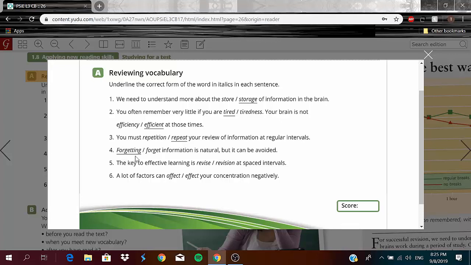5. The key to effective learning is revise or revision at spaced intervals. We'll say revision. And finally, we have 6. A lot of factors can affect your concentration negatively, and for that we'll say affect with an A, right? Affect and effect, you guys should know the difference. Okay, so 6. A lot of factors can affect your concentration negatively, means in a bad way. Okay, that was simple reviewing vocab.